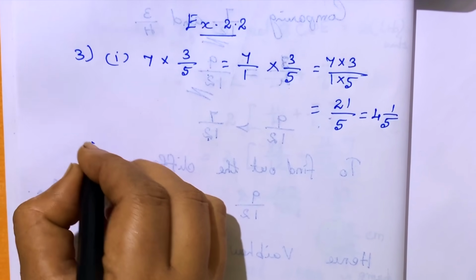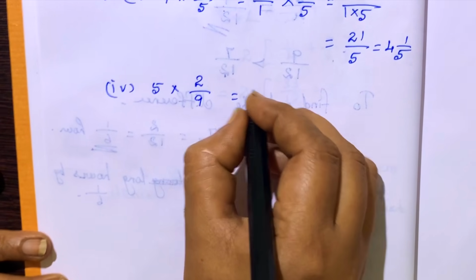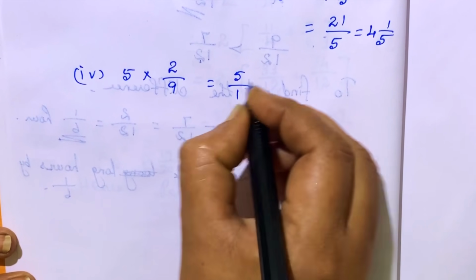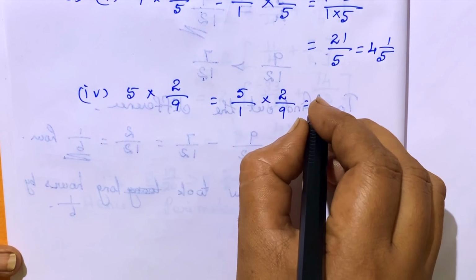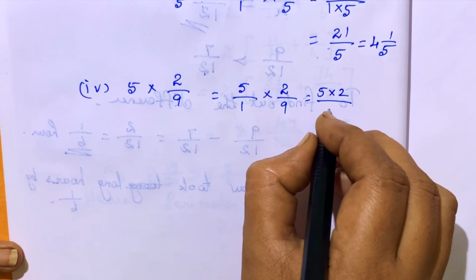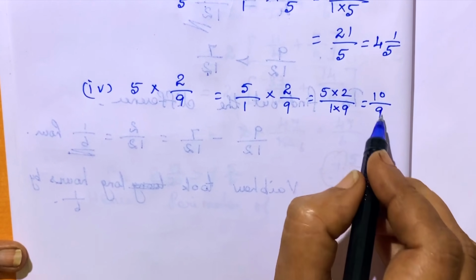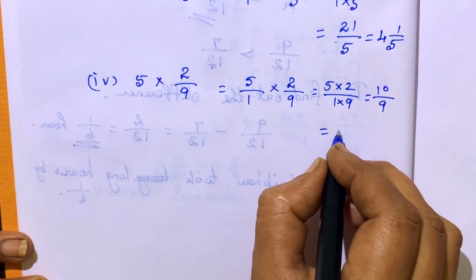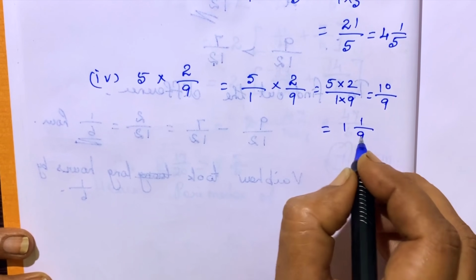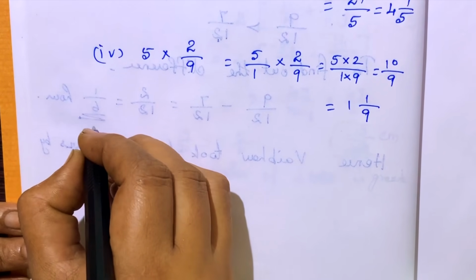Fourth one also I will do for you. 5 into 2 by 9 is equal to 5 can be written as 5 by 1 into 2 by 9, is equal to 5 2s are 10, 1 into 9 is equal to 10 by 9. Here also both are not having a common factor, so I am converting to a mixed fraction. So 1 1 by 9.